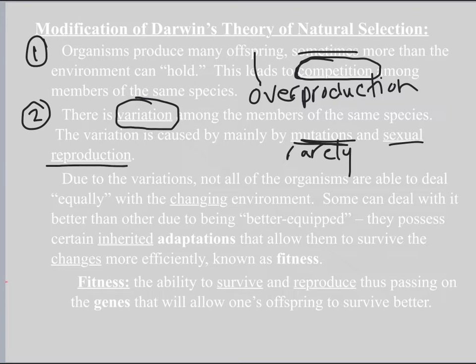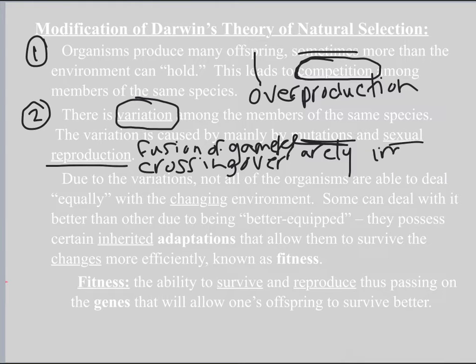And sexual reproduction. So we're talking about sexual reproduction. Remember, we're talking about fusion of gametes. So the sperm and the egg coming together, the mother, the father, they're both contributing, and also crossing over. So that's when the chromosomes themselves can actually switch segments during meiosis 1. And then you also have independent assortment. The chromosomes lining up randomly.